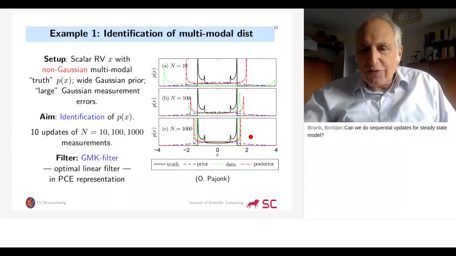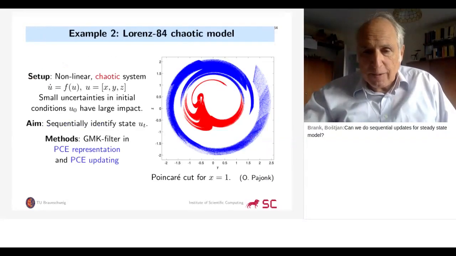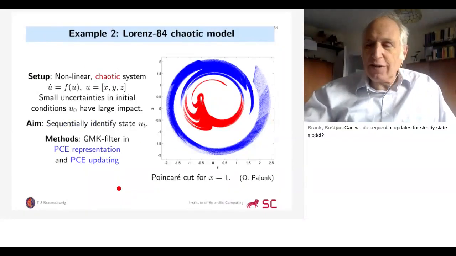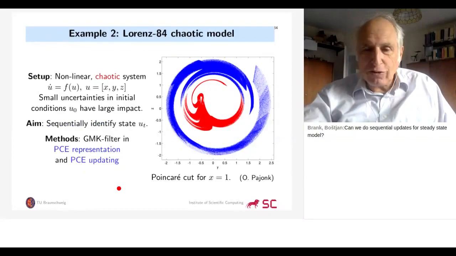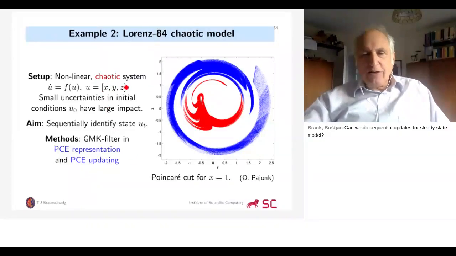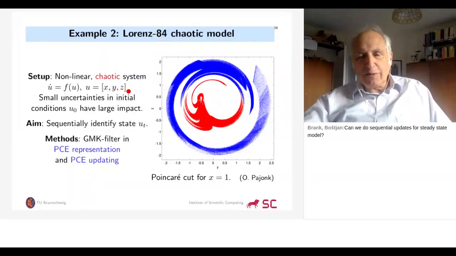So it shows you that even this filter is so simple, this GMK filter, it can identify non-Gaussian random variables. Okay. Now we take a complicated model, something which is sometimes taken as a simple caricature of weather. This is the Lorenz 84 chaotic model. So the Lorenz model has three unknowns, three variables which model the state of the atmosphere.